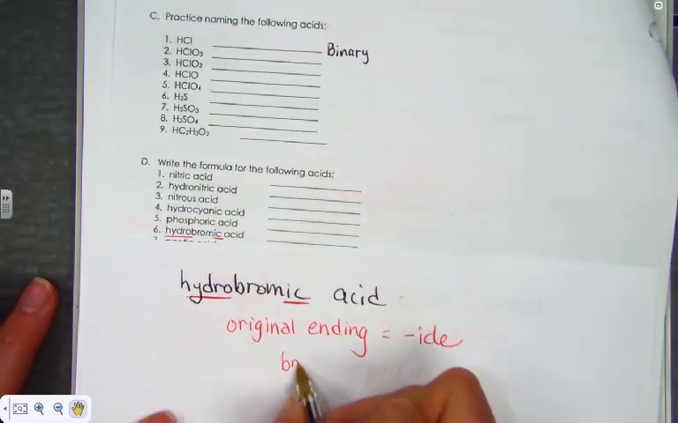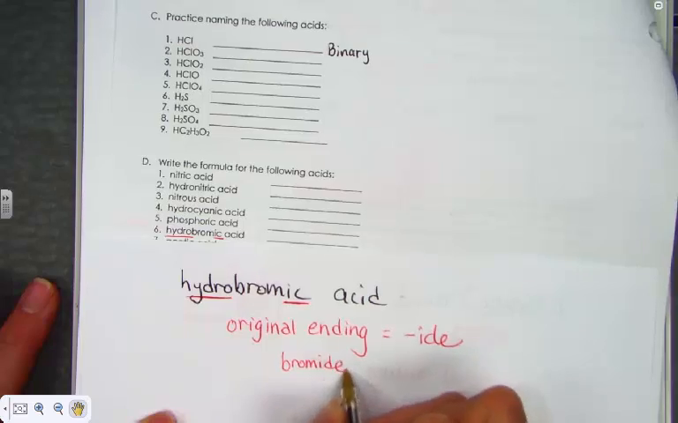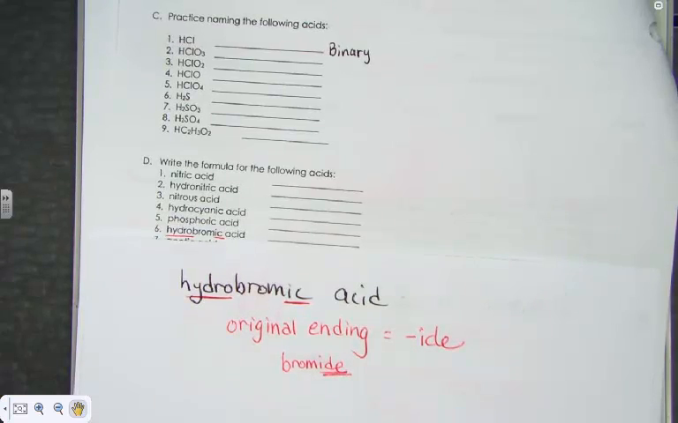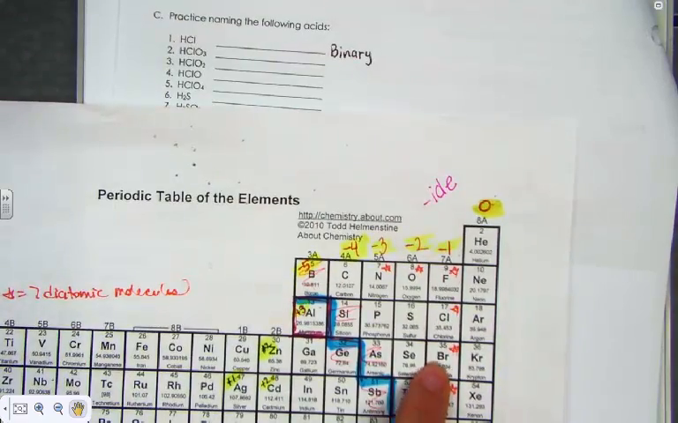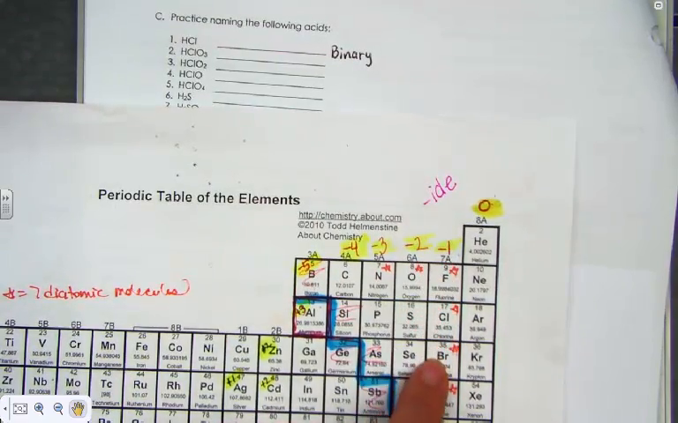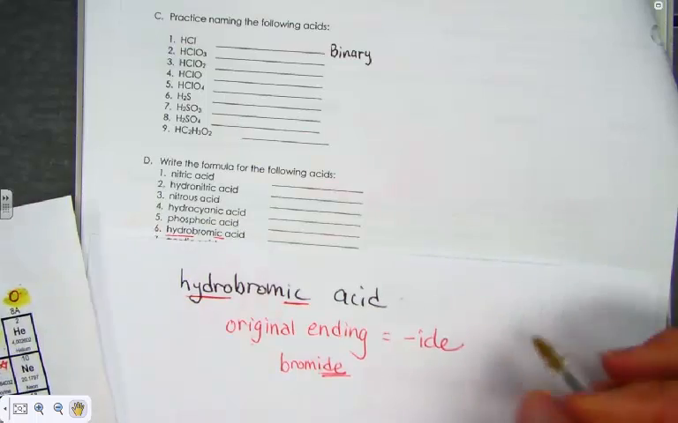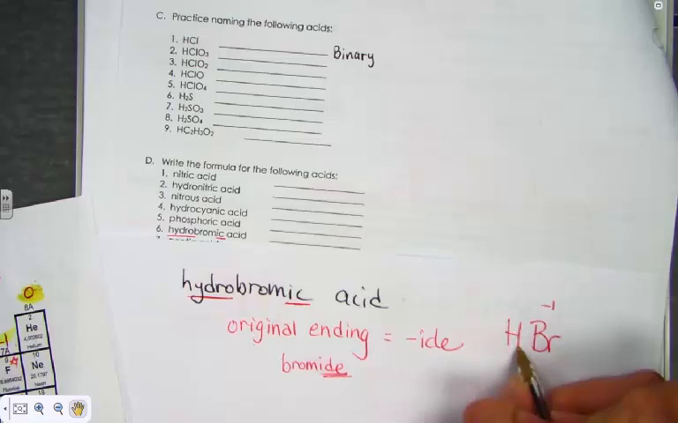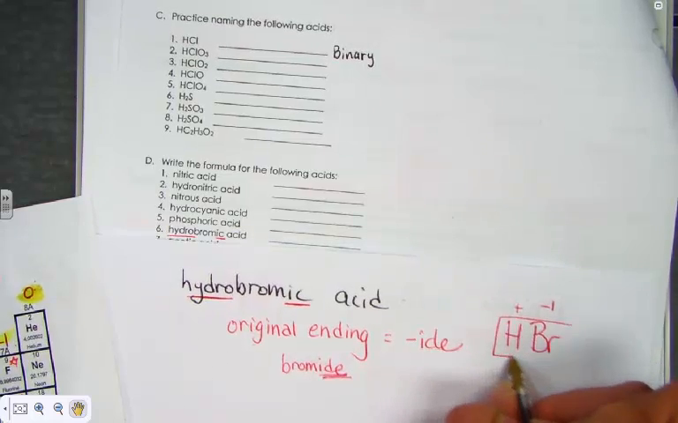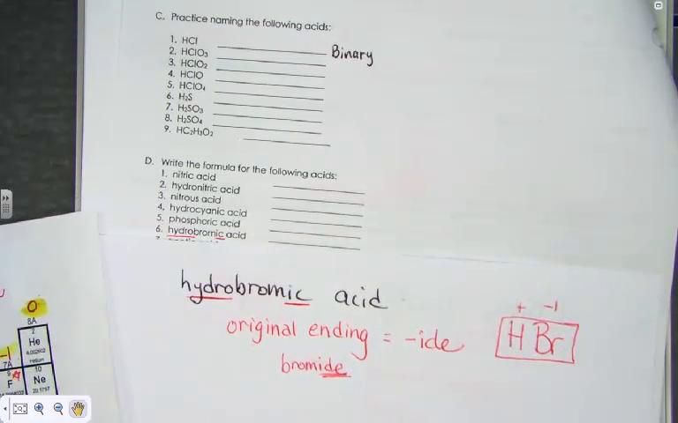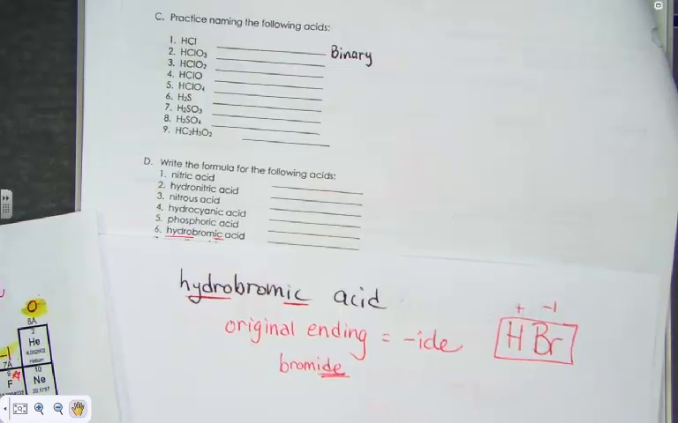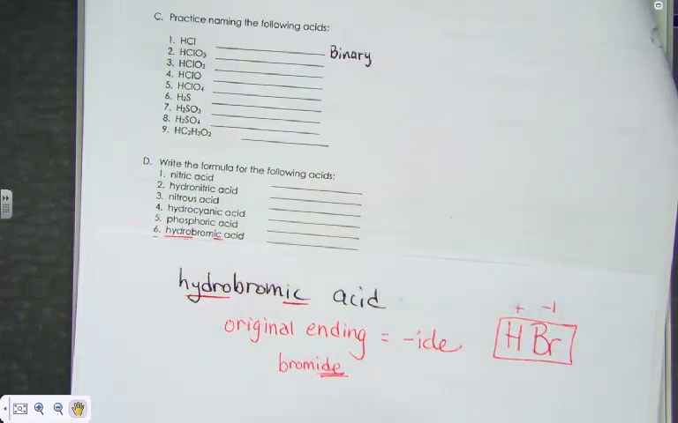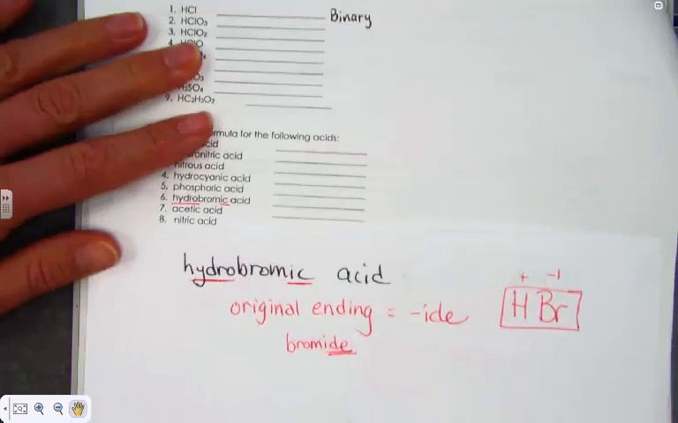So we need to find bromide. IDE, bromide. And that comes from right here, bromide, Br -1. If bromide, Br -1, H is a +1, hydrobromic acid, HBr, a binary acid, hydrobromic HBr.